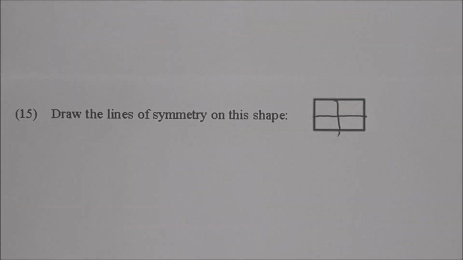Very good. Okay, hope your child got it at home. And remember, if it says lines of symmetry, it means it's more than 1. In this case, a rectangle has 2 lines of symmetry, and that's where you draw them. Down the middle, across the middle.